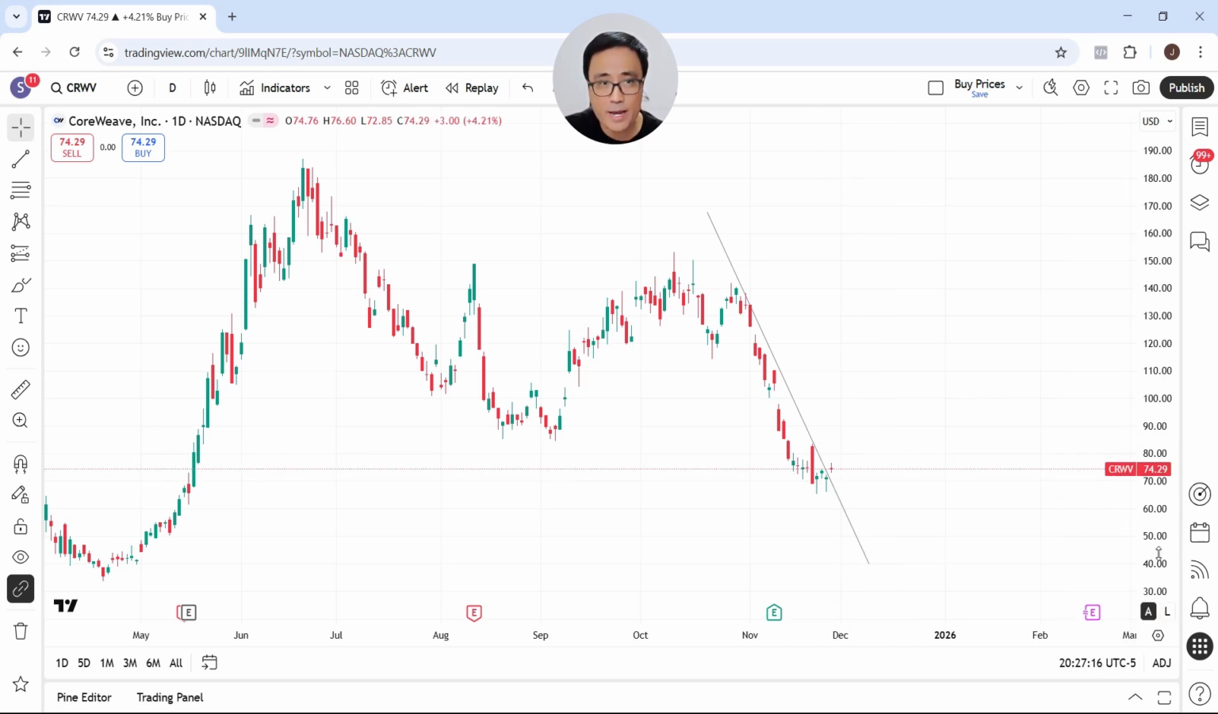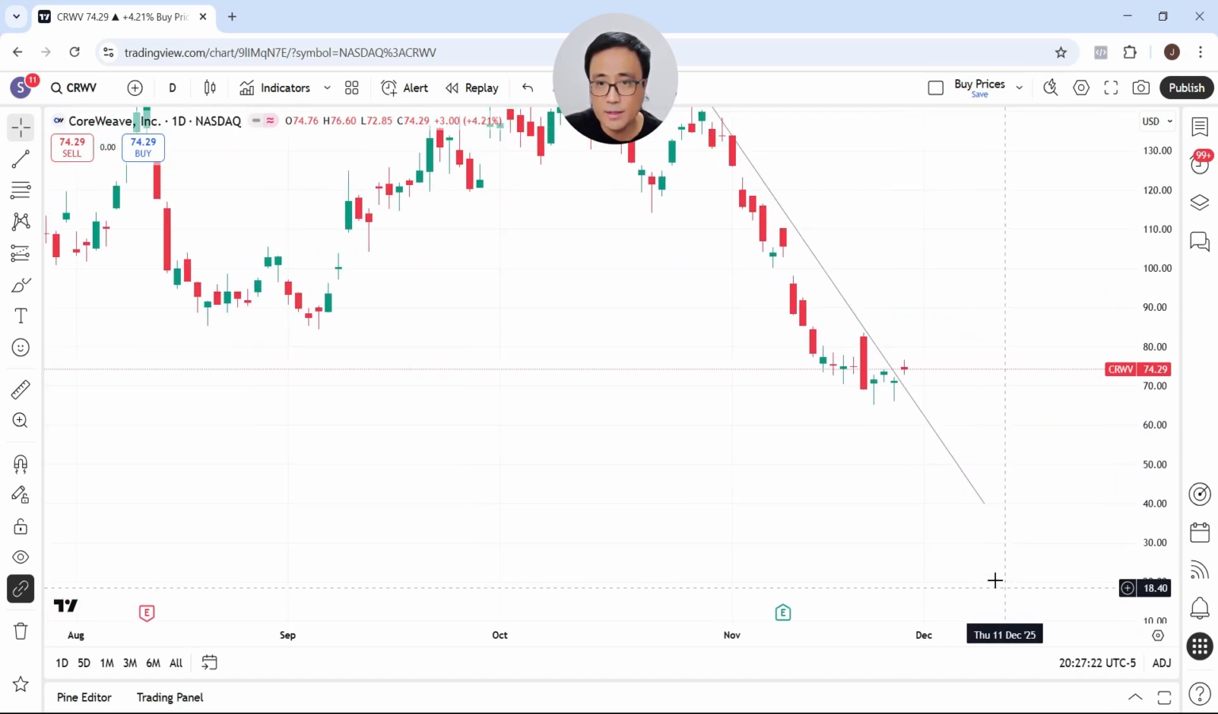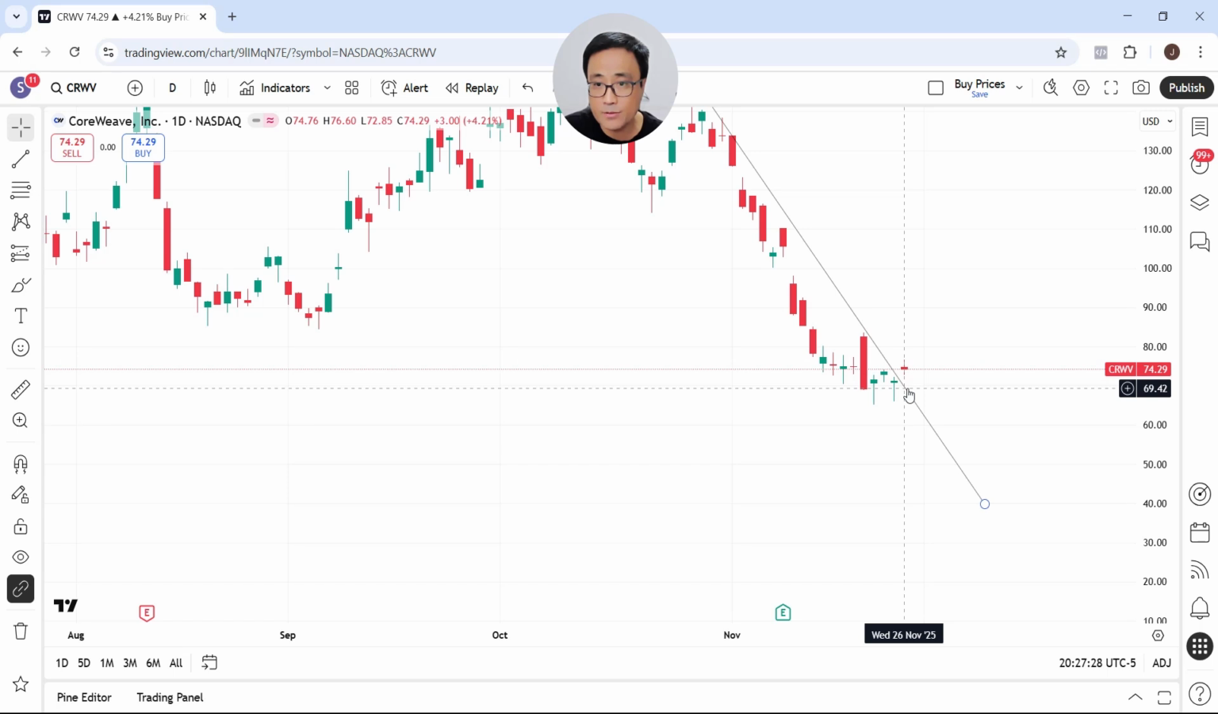And now let's go back to the daily chart. And on the daily chart, we have the same trend line. If we were to get a confirmation bounce on the daily chart, we can get it down here. So if you're looking for a safer price to buy, we can target prices around here, around 69.70.